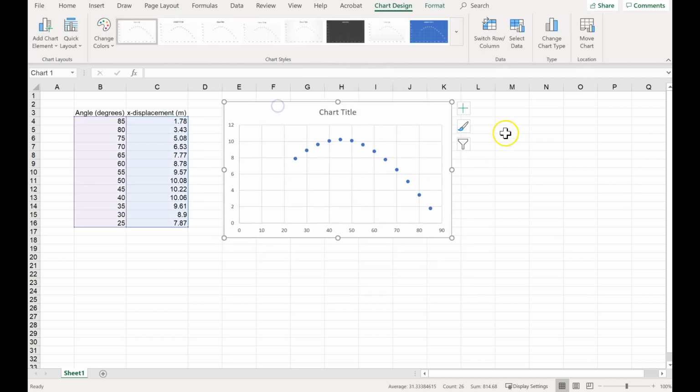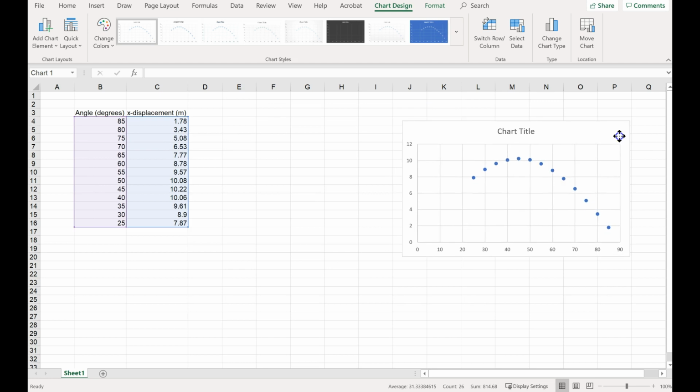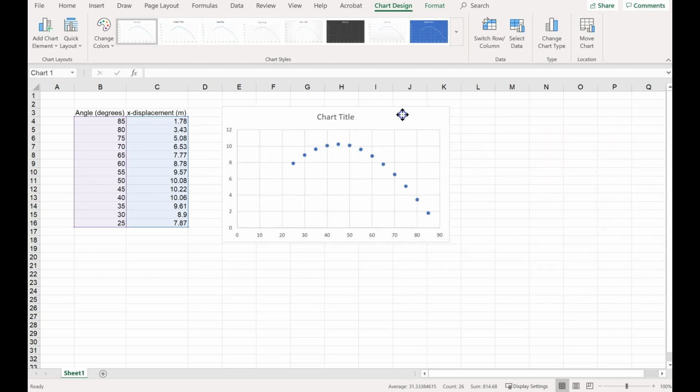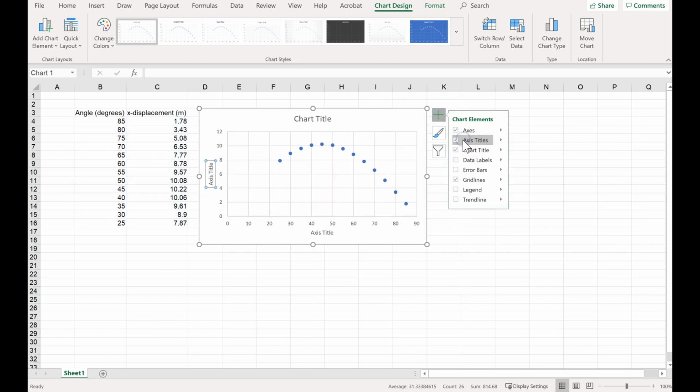Pretty cool. We can hit the plus, and if you don't see the plus, try moving your graph slightly. If your graph is too far to the side, you can't see the plus. So I move it over. And then check the box for axis titles. Then I can click into this chart title and name it raw data.